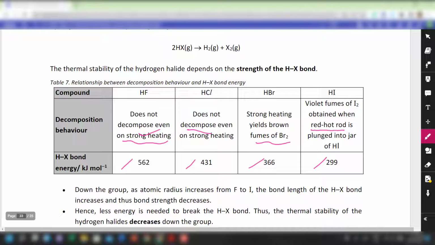Then you will notice that HI will simply decompose on the surface of the iron rod due to the heat content on the iron rods. So this decomposition will occur quite easily.